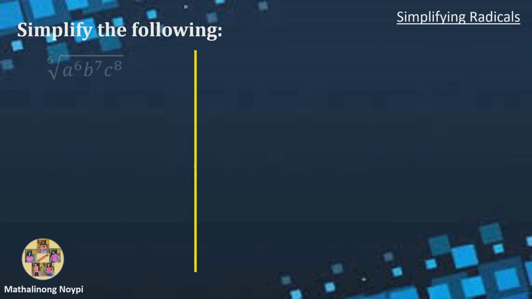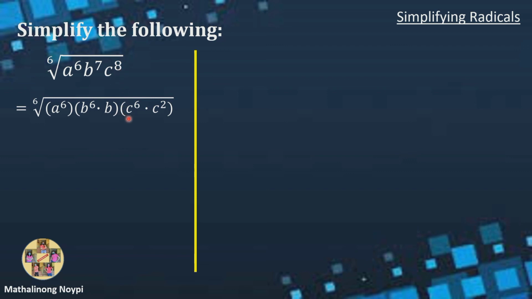Our next example is the 6th root of a raised to the 6th power, b raised to the 7th power, c raised to the 8th power. So first, again, i-breakdown natin ang radicand into perfect and non-perfect nth power. So we have the 6th root of a raised to the 6th power, b raised to the 7th power is equal to b raised to the 6th power times b, and c raised to the 8th power is equal to c raised to the 6th power times c squared.